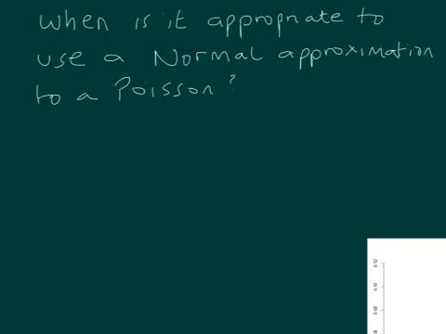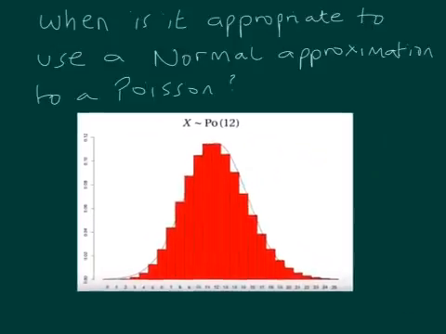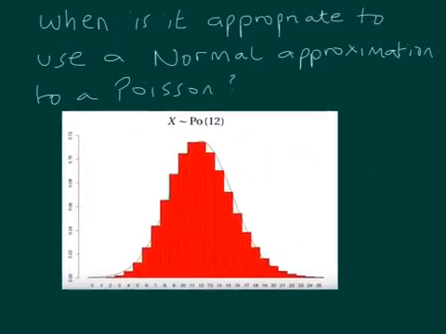So when is it appropriate to use a normal approximation to a Poisson? Let's have a look at this diagram here. This shows in the red bars the Poisson distribution, that's discrete, and the parameter here is 12. And the black line represents the normal distribution with mean 12 and variance 12. And you can see that they are fairly similar. So when the parameter is 12, then it's perfectly okay to use a normal approximation.